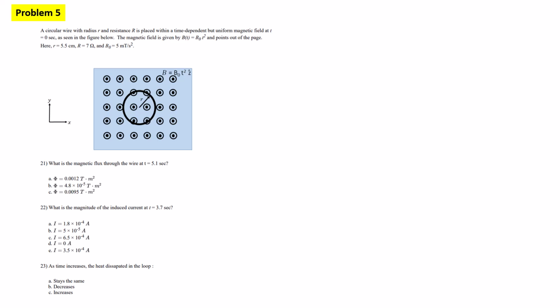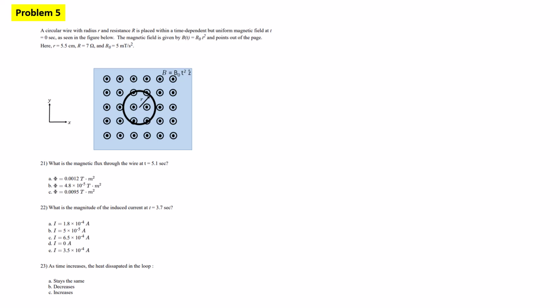All right, right here. Magnetic field is given by this expression. Notice that it has a time dependence. It's quadratic in time. It points out of the field. The radius is 5.5 centimeters. The resistance is 7 ohms. And that constant here that we need to calculate that magnetic field is 5 millitesla per second squared.